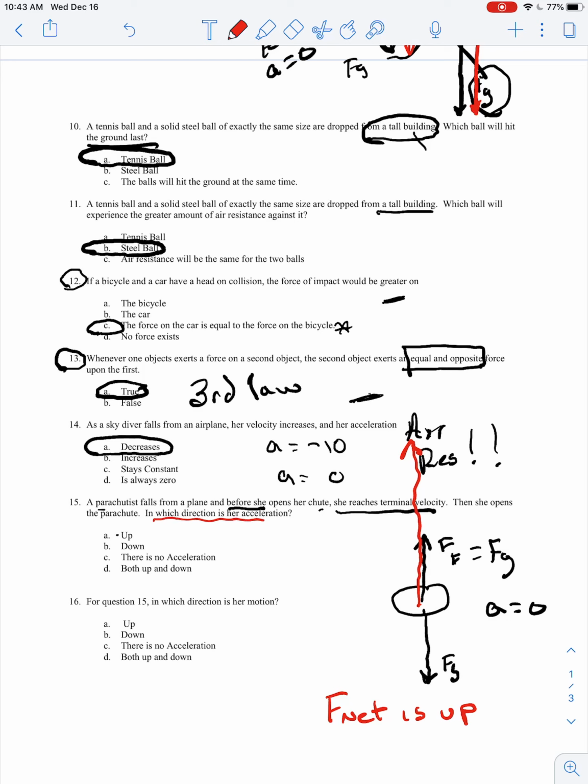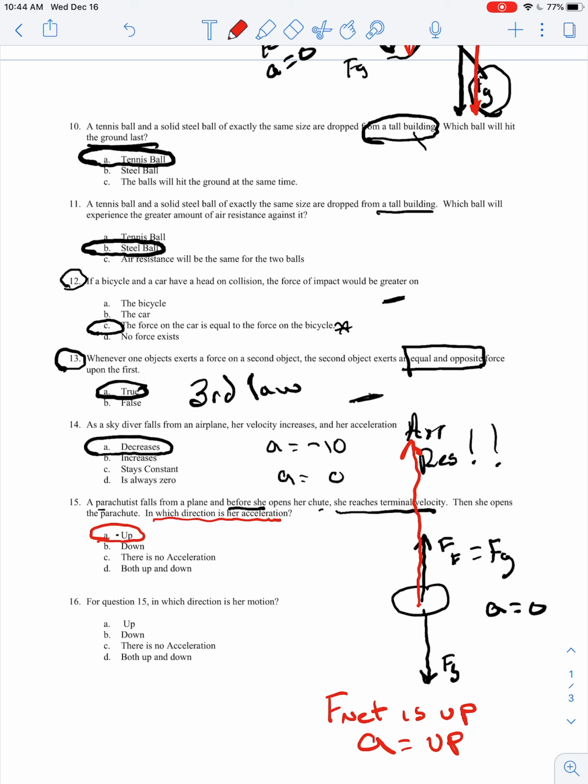Okay, so it says which direction is her acceleration? Well, the net force is up, therefore the acceleration is up. Those always have to be the same. Acceleration and net force always have to do the same thing. If one increases, the other increases. If one is negative, the other is negative. If one is to the right, the other is to the right. Okay, they always work together.